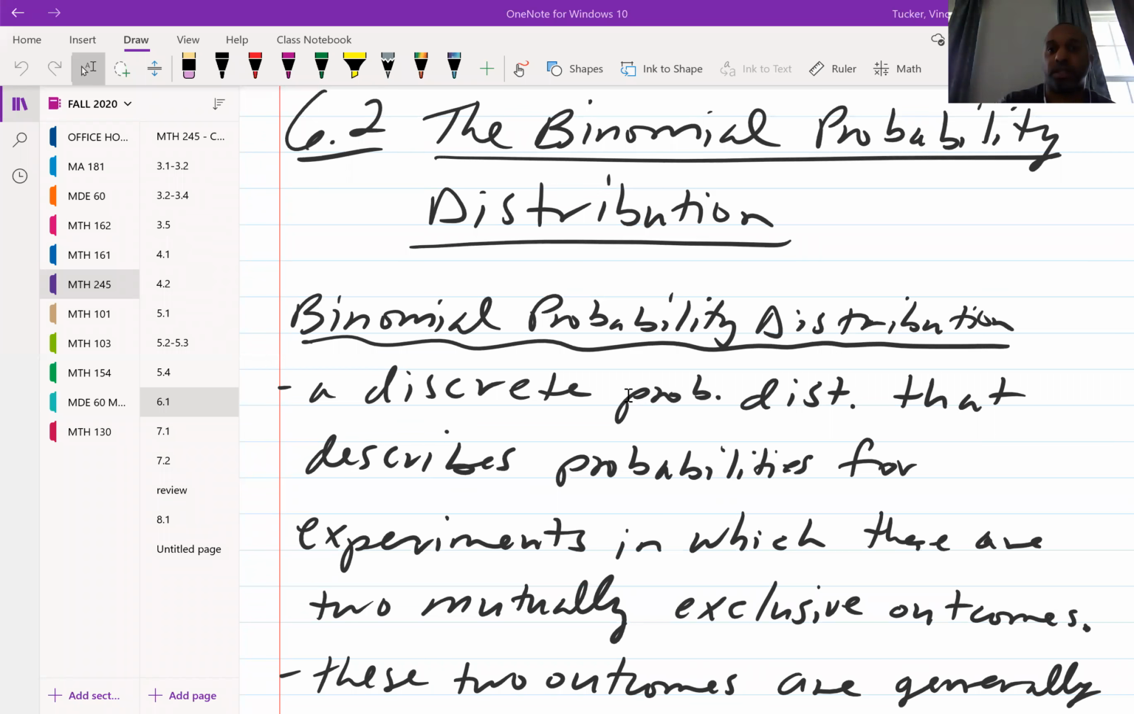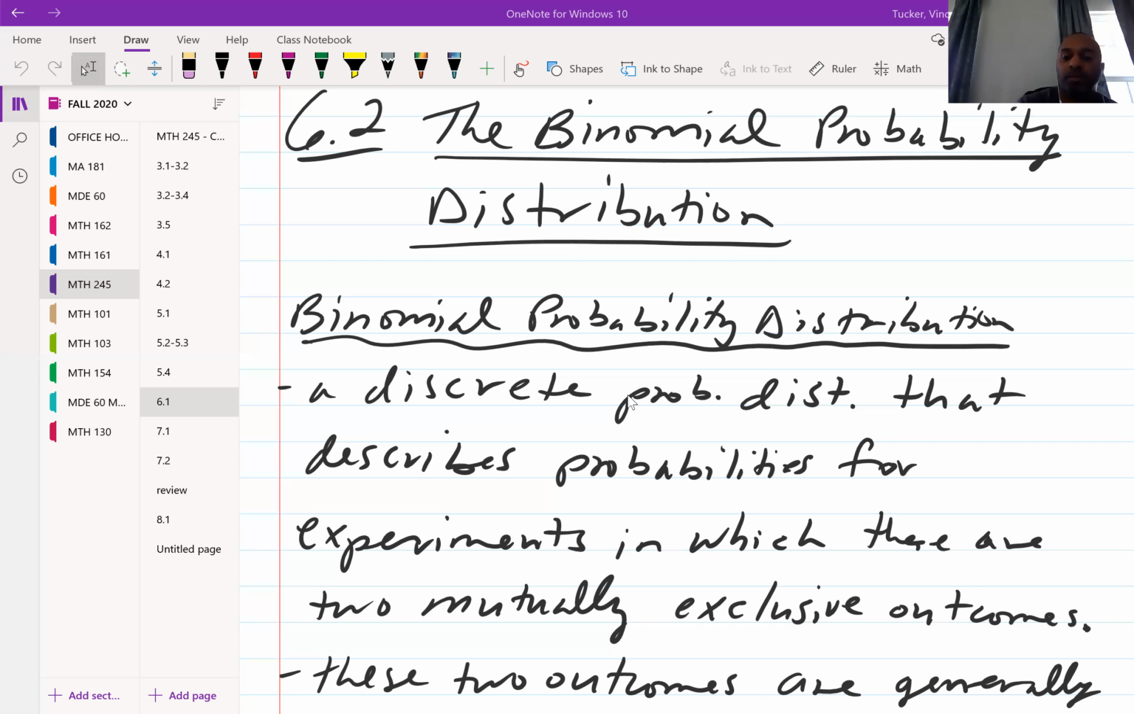All right, so we're looking at 6.2 today, the binomial probability distribution. So binomial probability distribution is a discrete probability distribution that describes probabilities for experiments in which there are two mutually exclusive outcomes. So don't forget mutually exclusive outcomes. Talking about outcomes that do not have anything to do with the other outcome.